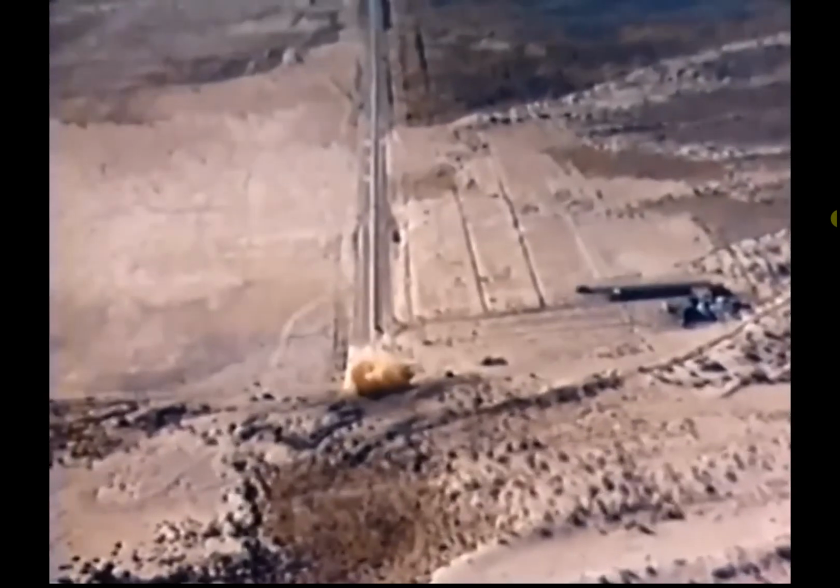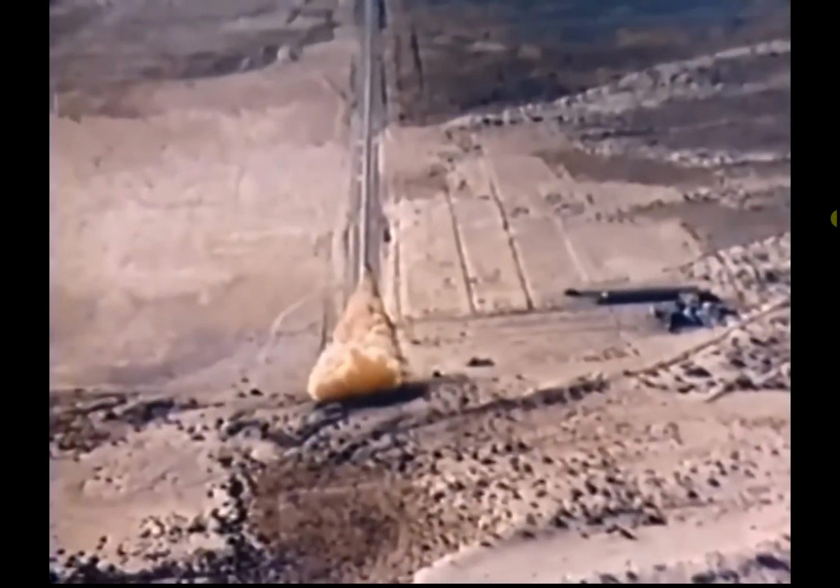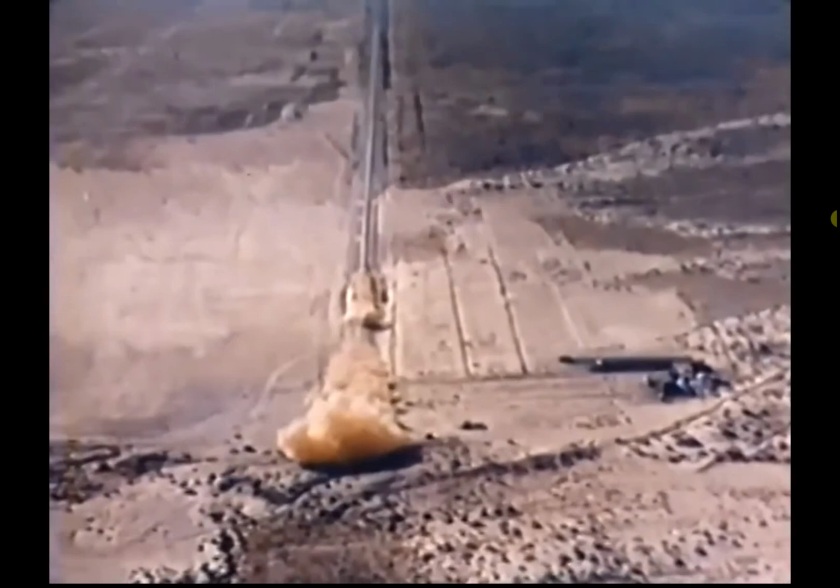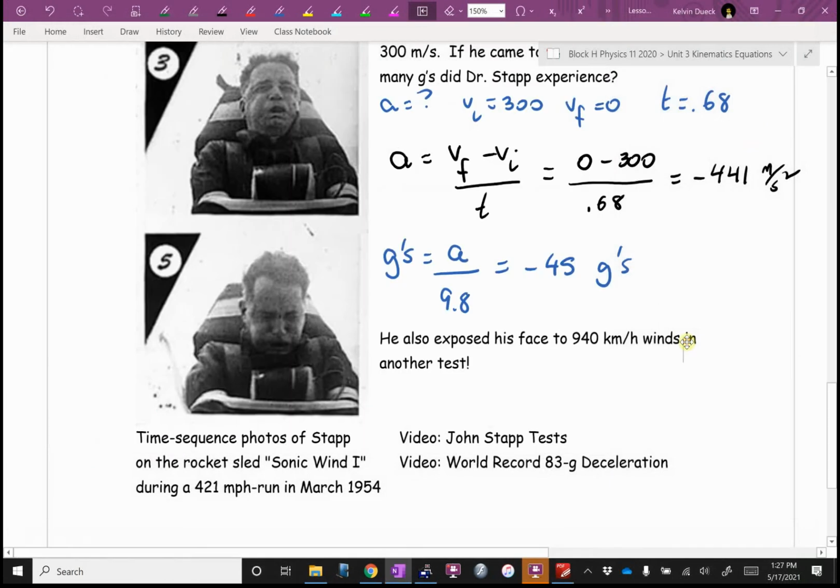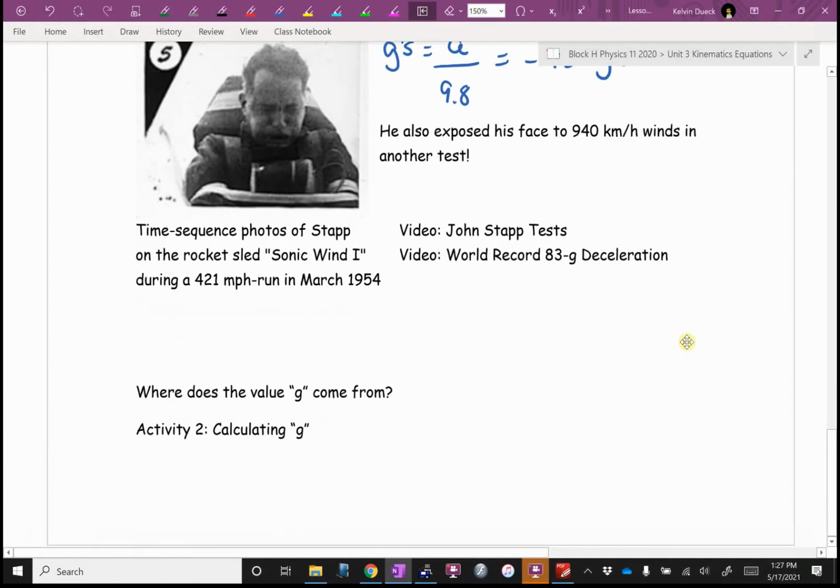These and other intrepid human volunteers took risks at least as dangerous as those they had required of the animal subjects, and the data thus gained contributed significantly to the successful flights of Alan Shepard, John Glenn, and their successors. And again, not just for the astronauts, that's where we get most of our data for designing crash test dummies. These were the experiments that did it. Where does G come from? Next class, we're going to do an activity where we're going to try to calculate G. Let me hit pause for 1 second here.